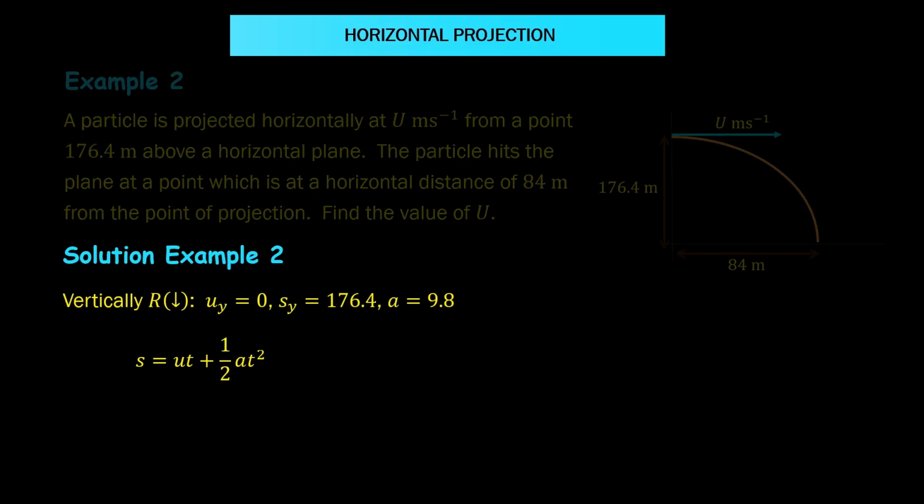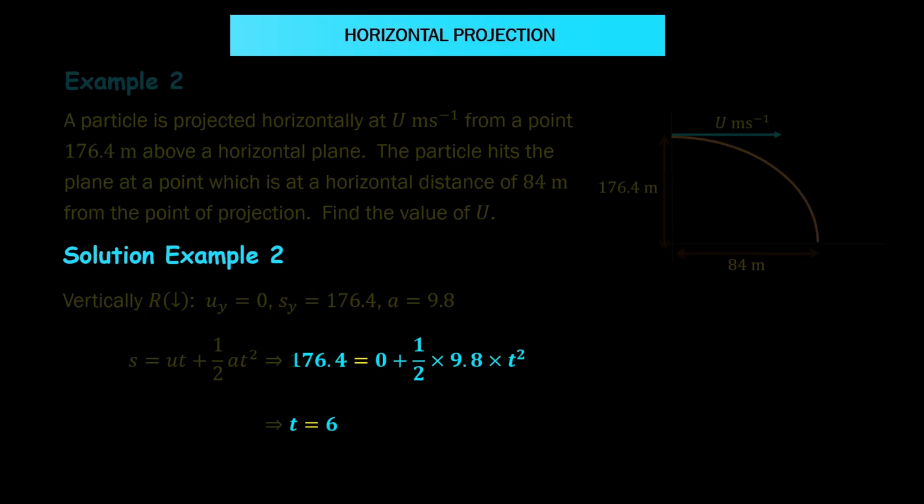We're going to use this equation, s equals ut plus a half at squared, and plugging in the distance here, 176.4, and the initial velocity equals 0. Multiply that by t, of course, we have 0, and then a half stays as it is. a equals 9.8, and t squared. And now we can solve for t, and this gives us t equals 6.